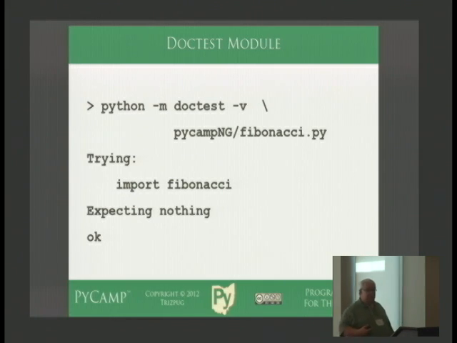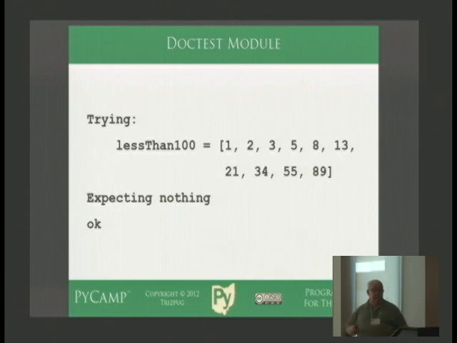If we execute that, we'll get some report back. First, it's going to say it's trying the test cases that are in the module's doc string. It imported Fibonacci and expected to get back nothing. It should simply go right back to the Python prompt. And in fact, that's exactly what it did. So it reports to us, okay, that's a passing test. Then it will try to bind this list to the identifier less than 100. That doesn't result in any value. That's an assignment statement. It doesn't have a value. It binds a value to an identifier. It doesn't result in any particular value. And so it expects nothing.